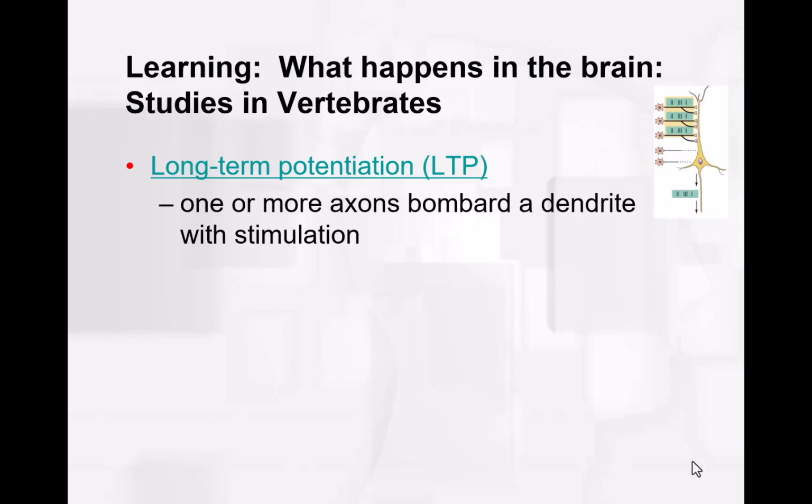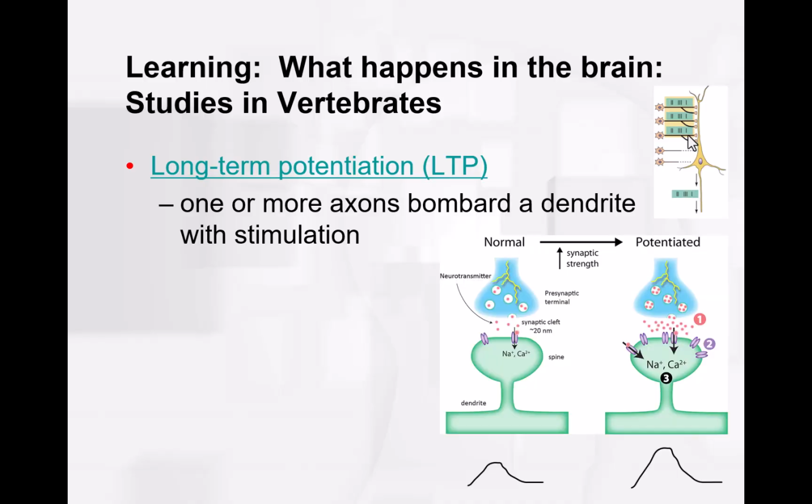So you have one or more axons that bombard a dendrite with stimulation, and that's what we're seeing here, right? You have a neuron, this is the dendrite receiving information, and you have multiple axons bombarding it with stimulation. And remember, those cells that fire together wire together. As a result, you're going to see that receiving cell becomes potentiated.